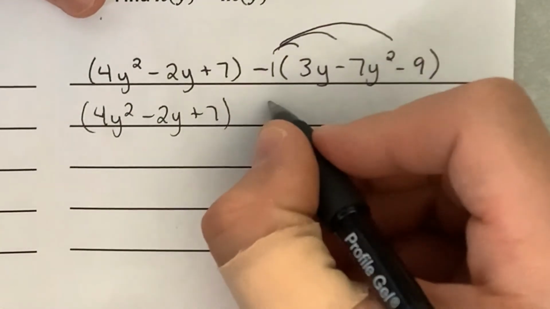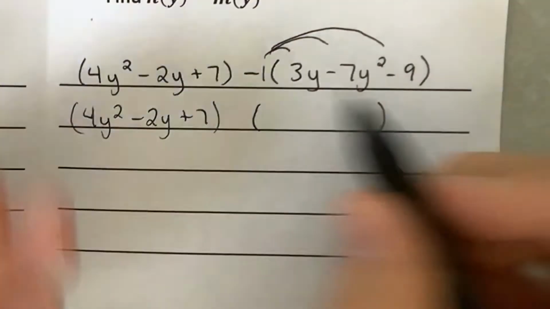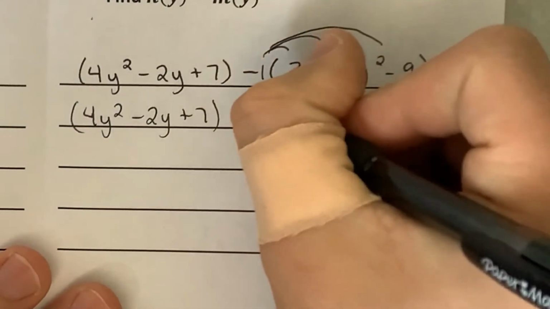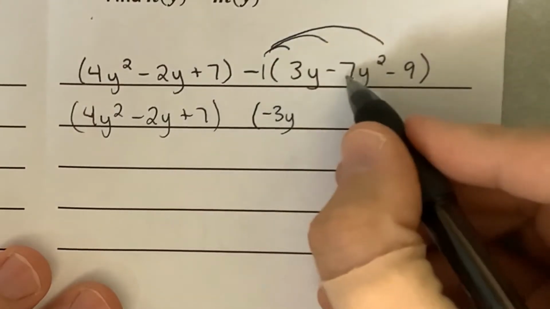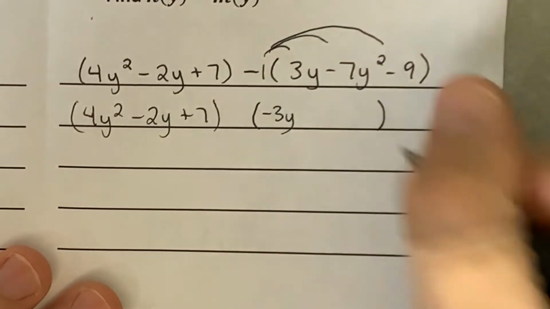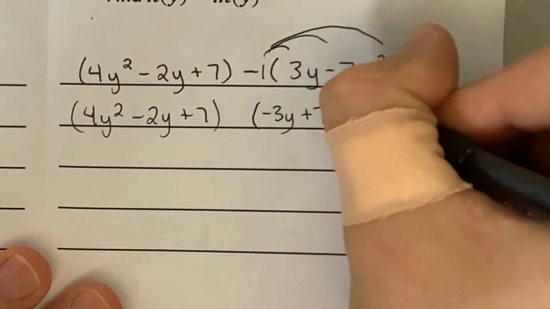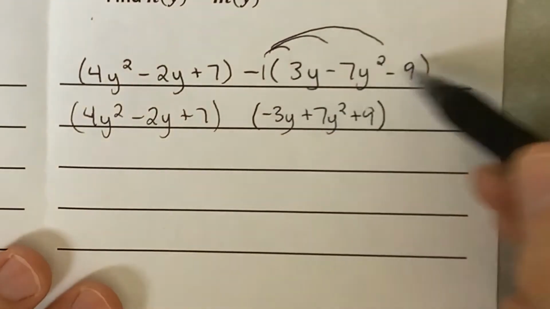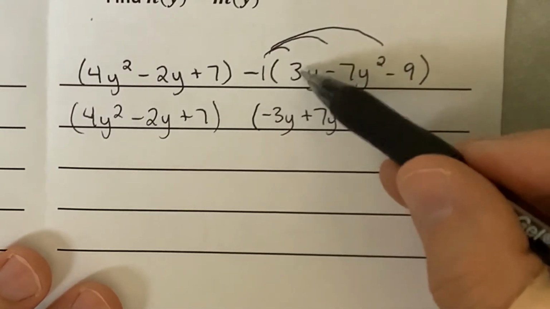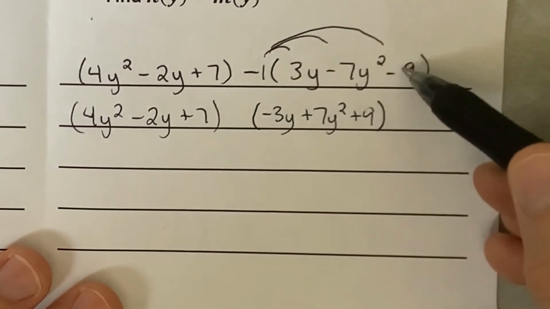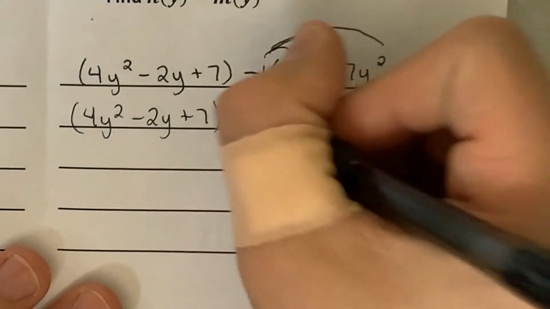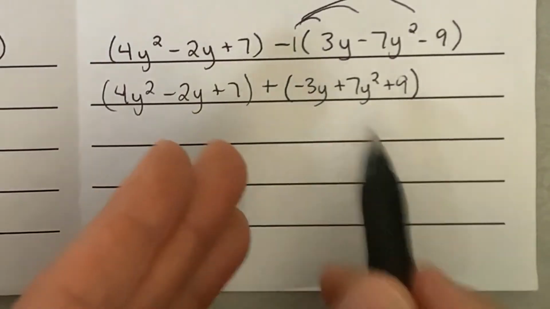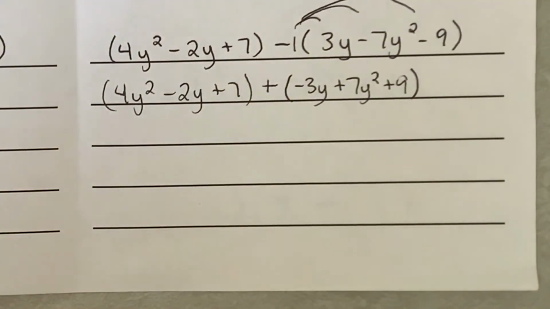Now, I'm gonna keep the second set over here, and pretty much when we're done with this, I'll show you what I mean. -1 times 3y, well, that's now gonna be a -3y. -1 times a -7y squared, well, that's gonna be a positive 7y squared. -1 times a -9, that's a positive 9. So notice it's the same function, only all the signs flipped. Positive to negative, negative to positive, negative to positive. And now we can treat this just like an addition problem. I'm doing the exact same thing I did over here. I know I'm doing the notation a little bit differently, but use whatever's easiest for you guys.